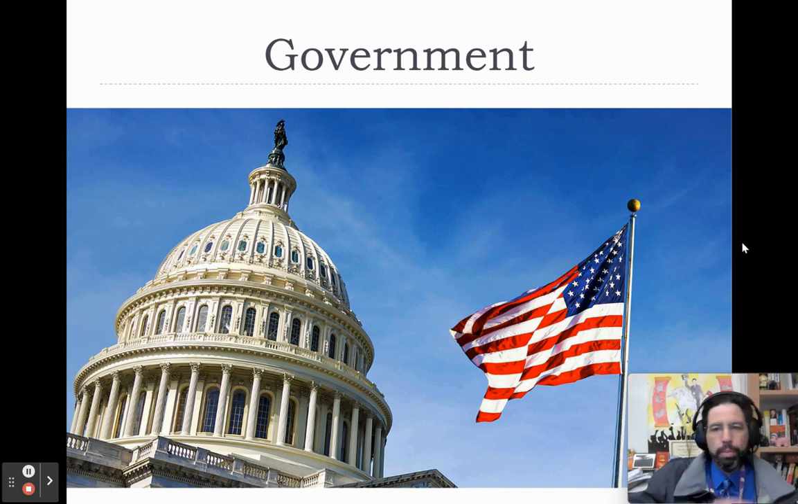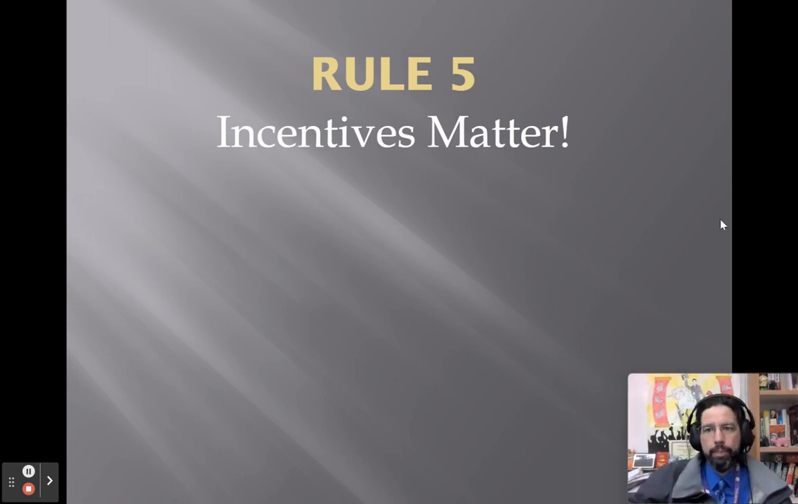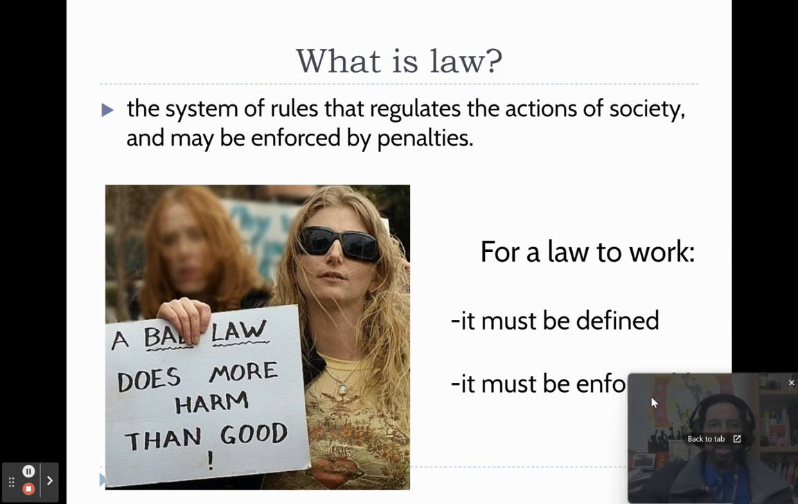Now, before we get into the primary idea of what a government actually is, we've got to remember economics rule number 5. Can you guess what it is? Of course, that is that incentives matter. And people can be incentivized to get their behavior to go one way or another. And we do this in our society by something called a law.